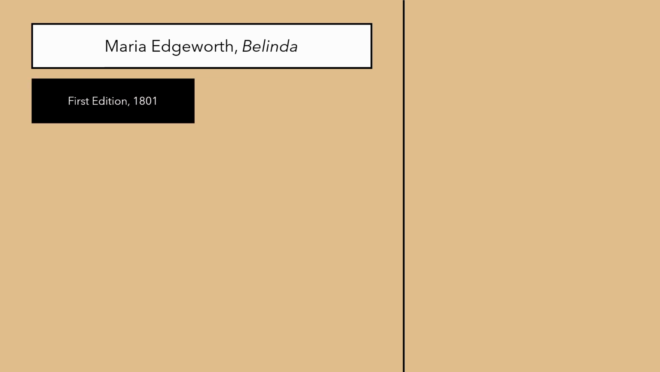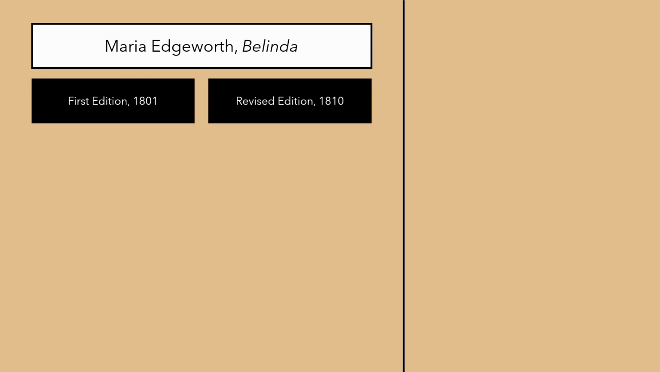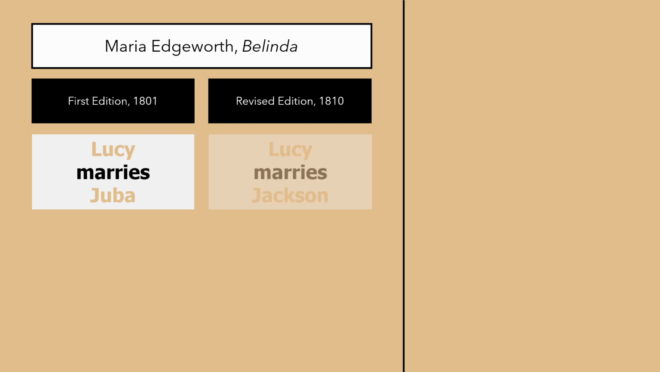Maria Edgeworth's novel Belinda was originally published in 1801 and then substantially revised in 1810. The original 1801 edition contains an interracial marriage between a white English farmer called Lucy and a black servant called Juba. This makes this novel fascinating for readers interested in racial relations and empire. But Edgeworth eliminated Juba from the 1810 edition because English readers, according to her, had been, quote, scandalized at the idea of a black man marrying a white woman, unquote. She accordingly replaced Juba with a white man called Jackson.